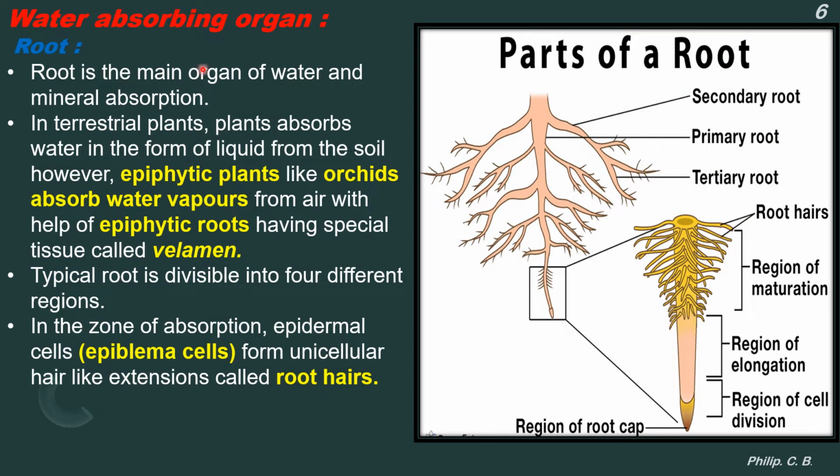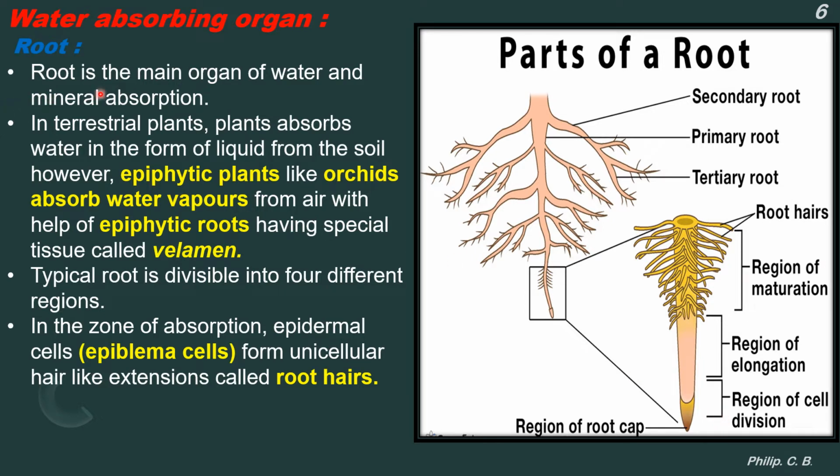Moving to the next part, the water absorbing organ. Now which is the water absorbing organ in a plant? That is the root, right? So before moving on to the description part, we can see the parts of the root, so it becomes easier to understand. Right from the secondary root, the primary root, the tertiary roots, and if you go deeper, the root has the region of maturation, region of elongation, region of root cap, right? All the various parts are present, including the region of cell division.